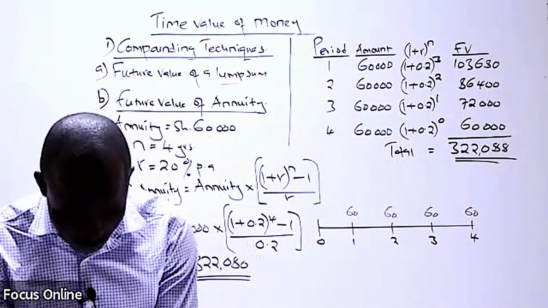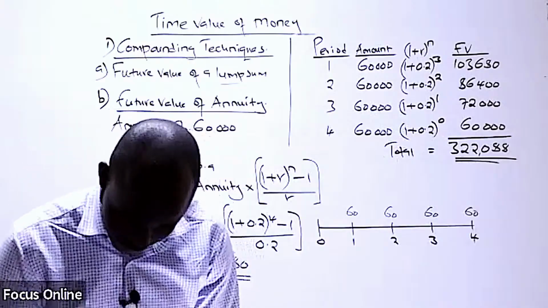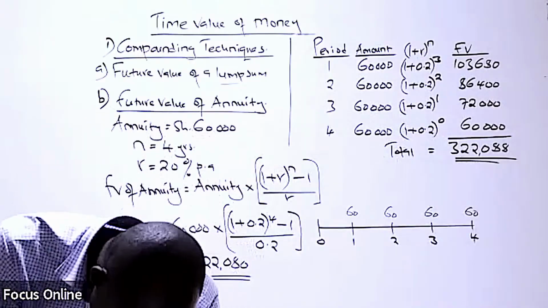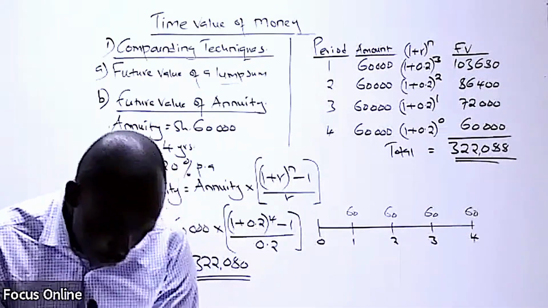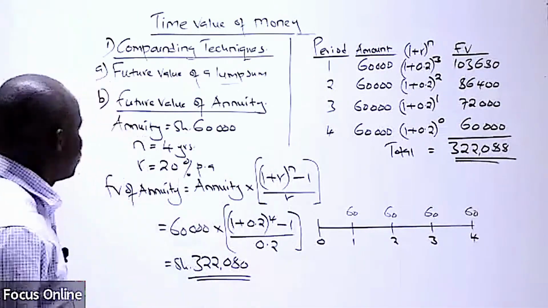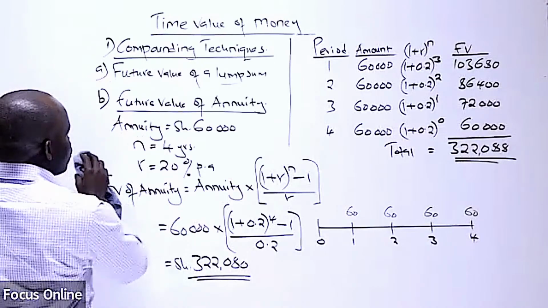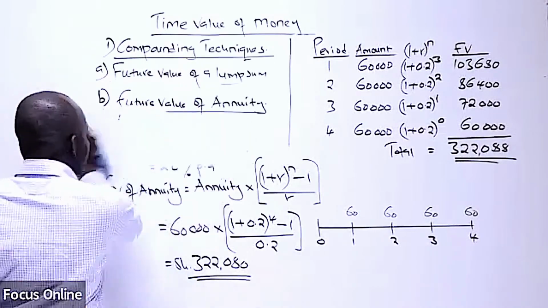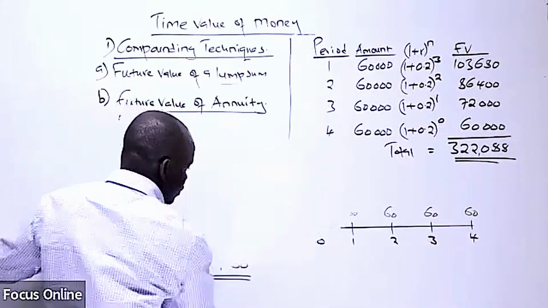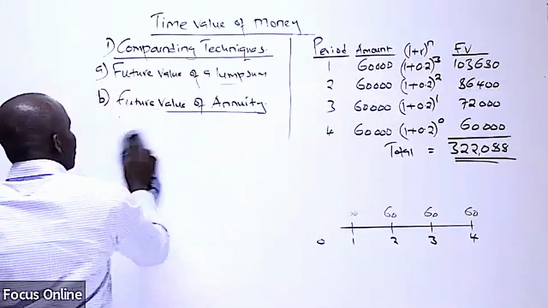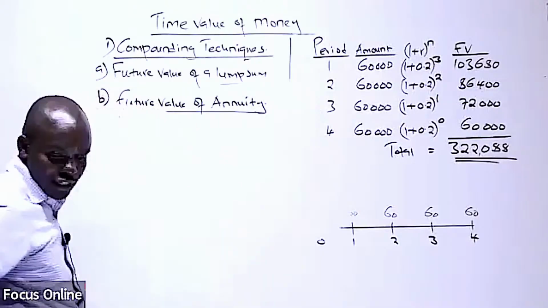Let's do the next one, then we go for a break. The other one is future value of an annuity due. Let's wrap this.